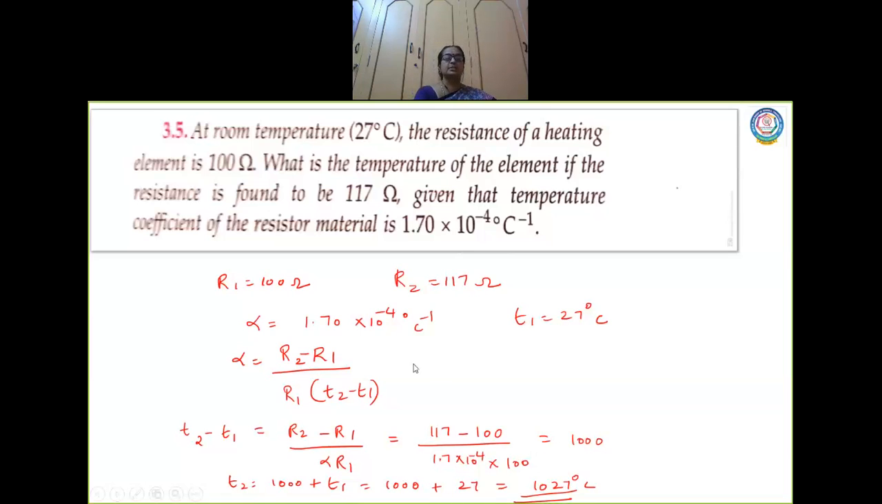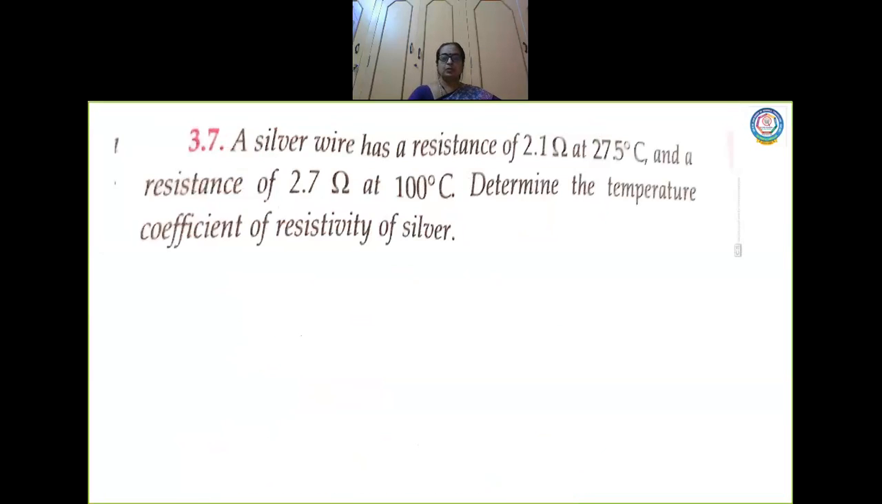Now initial temperature is 27. Now the temperature is raised to 1027, so the resistance also is increased from 100 to 117. Okay, hope this concept is clear, right? We'll move on to the next sum.